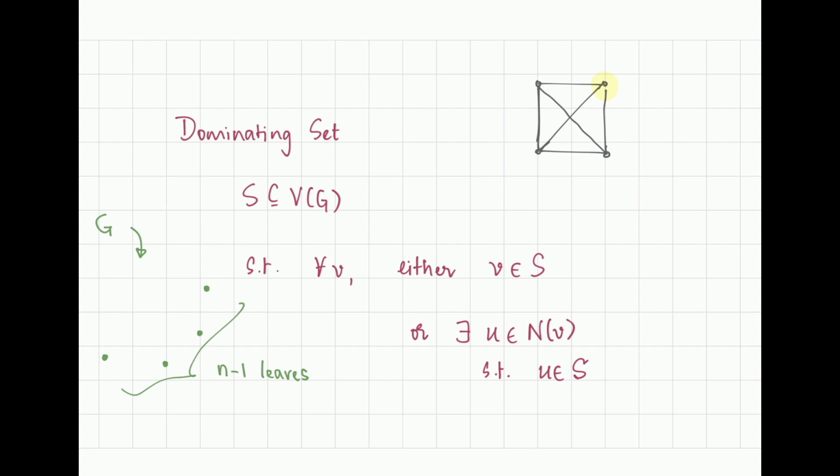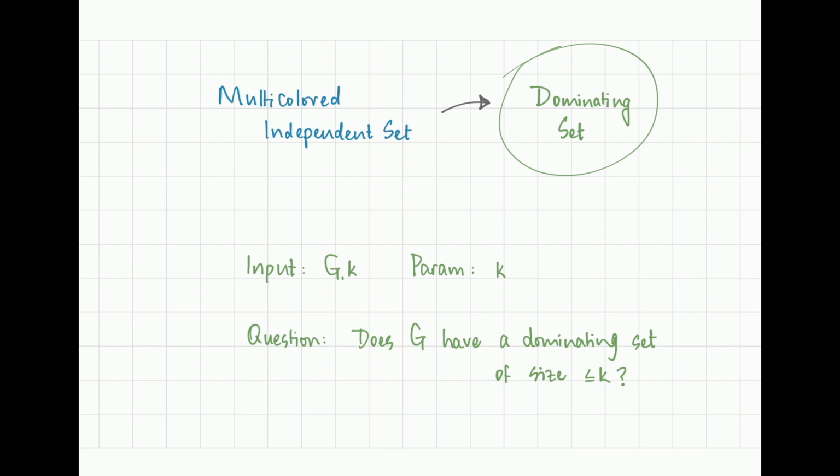and is therefore widely believed to be unlikely to be FPT. So we are going to actually show this in the rest of our discussion here, and we'll do this by reducing multicolored independent set, which we already know to be at least as hard as Clique, to the dominating set problem, which is what we are considering right now. So here is the computational version of the dominating set problem. The input is a graph and a budget k, which is a positive number, and k is going to be our parameter as well.